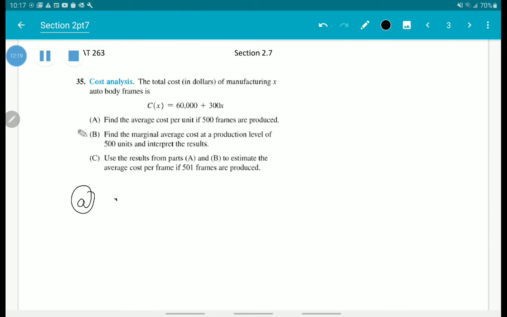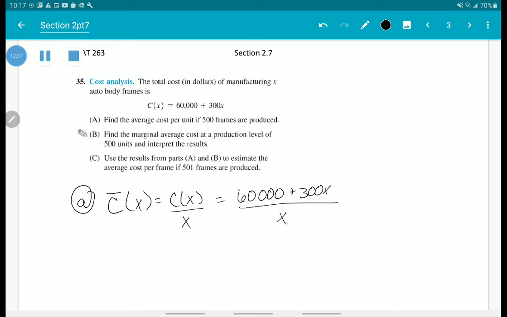So average cost, remember we take that cost equation and we are going to divide it by X. We want to take the total cost and divide by how many items we sell. So our total cost equation is 60,000 plus 300X, divide by X. So this is going to be 60,000 over X plus 300.